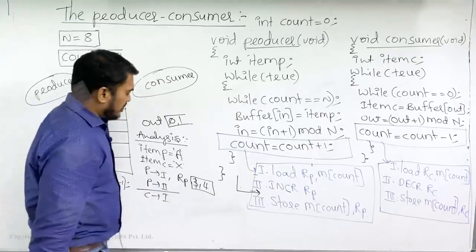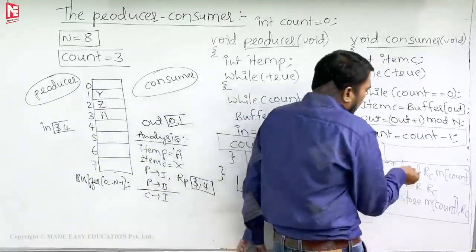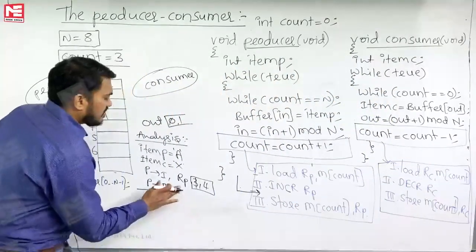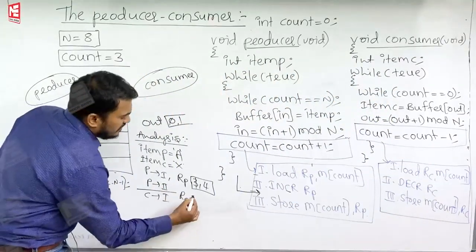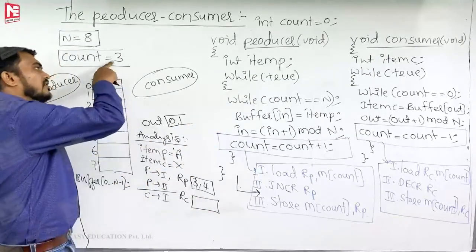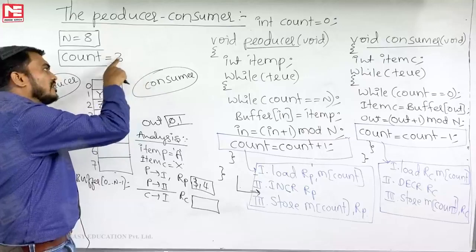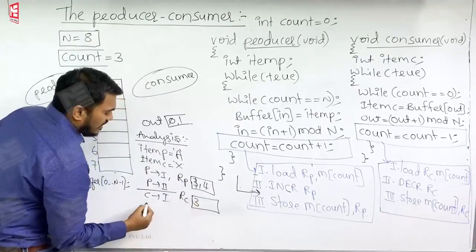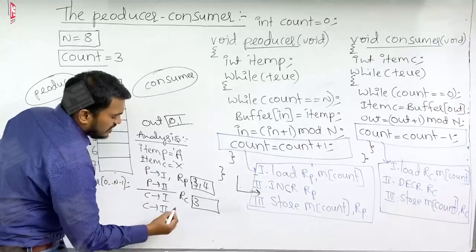Consumer का first instruction. What is the first instruction here? Look at here. Load the count value into register. So, consumer के लिए अलग register लेना चाहिए. So, I am taking a separate register for the consumer. Okay. Load the count value into register. Tell me what is the count value? 3. So अभी भी modify नहीं हुआ था. Okay, right? Count value into register, so that is 3.